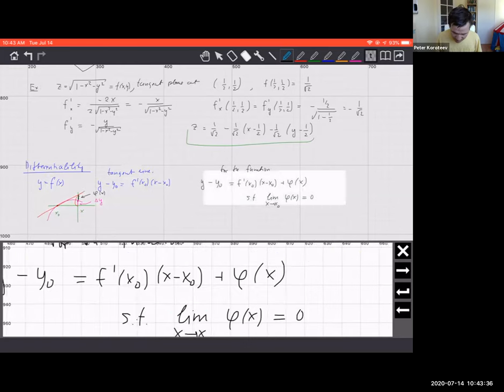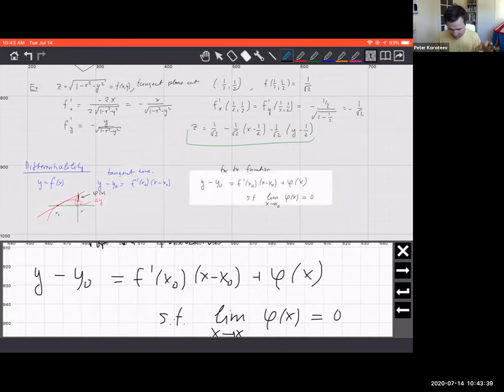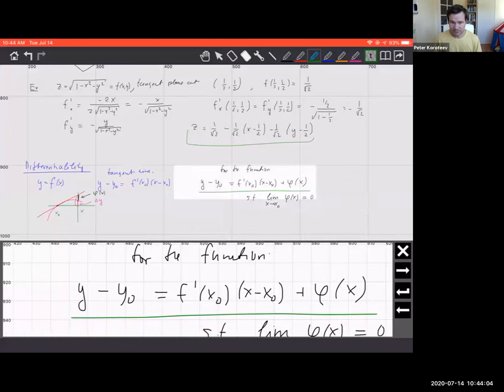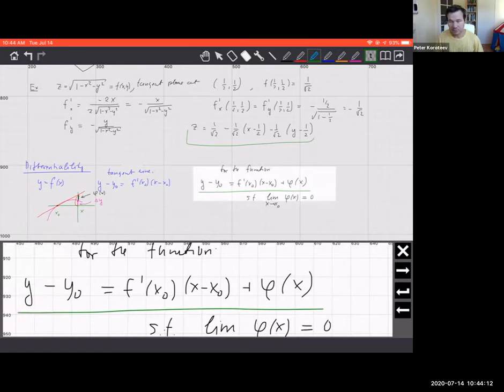Right, so the condition for differentiability can therefore be restated in the following way. So you can write this pretty much for every function, right? And then if the limit of the function phi of x as x approaches x zero is equal to zero, then the function is differentiable. Okay. So this is maybe a slightly non-traditional way to introduce differentiability, but it's more natural in the multivariable world.